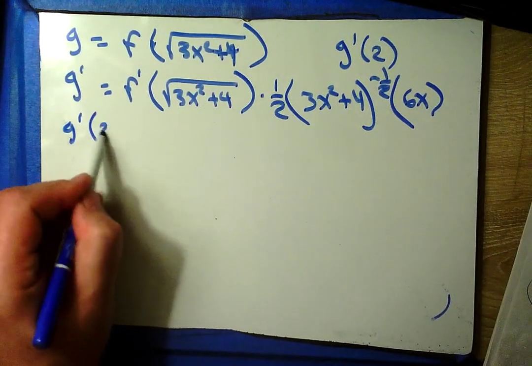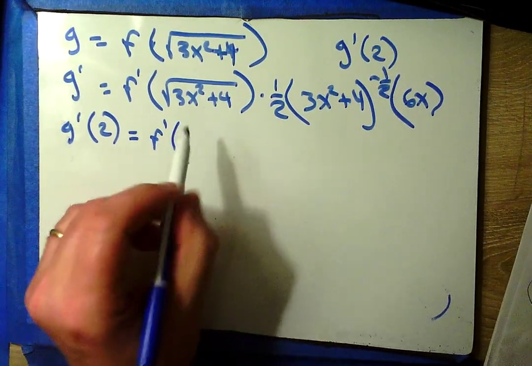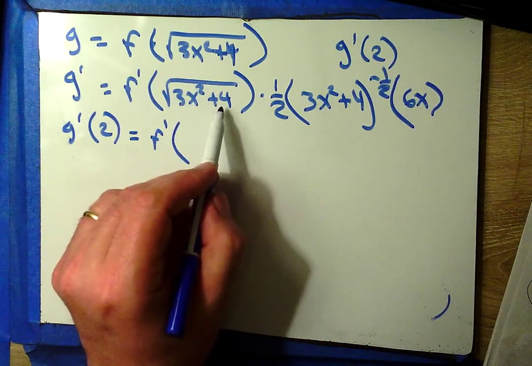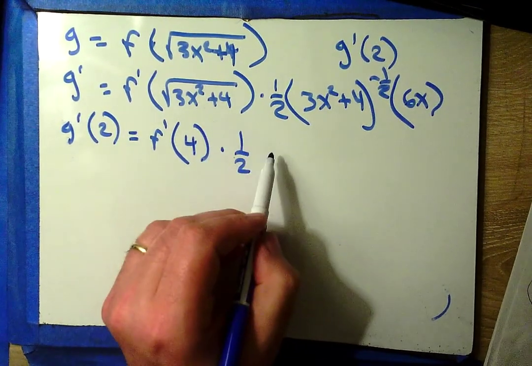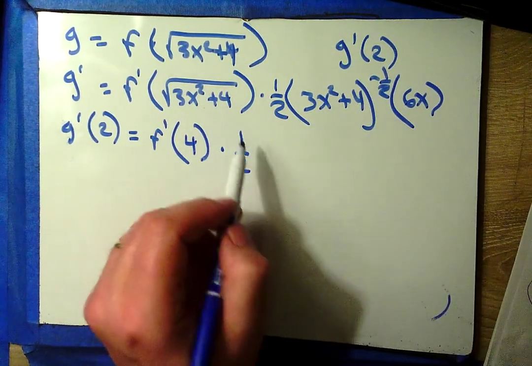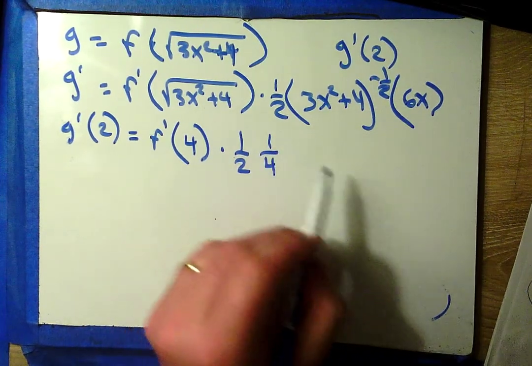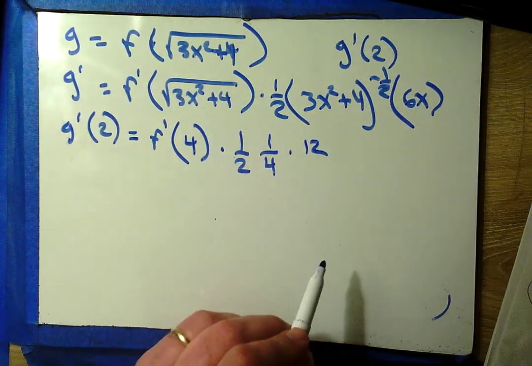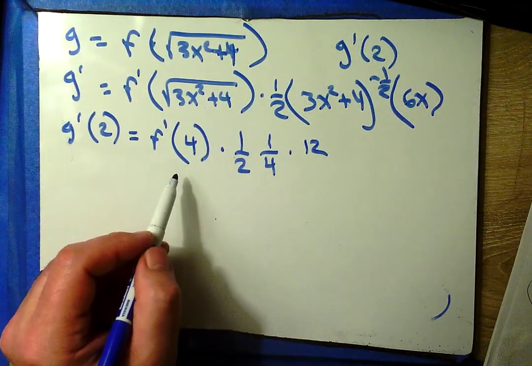And we want G prime of 2. Okay, that's going to be f prime of, 2 squared is 4, 4 times 3 is 12, 12 plus 4 is 16, square root of 16 is 4, times 1/2. 2 squared is 4 times 3 is 12, plus 4 is 16. That's negative 1/2, so I get 1/4, times 6 times 2, or 12. Well, what about f prime of 4?